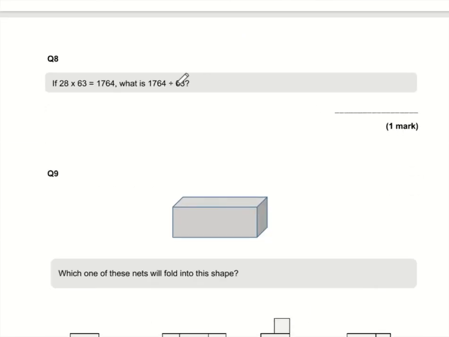Okay, question number 8. If 28 times 63 is 1764, then what is 1764 divided by 63? Well, this is simply the reverse calculation, so the answer will be 28.